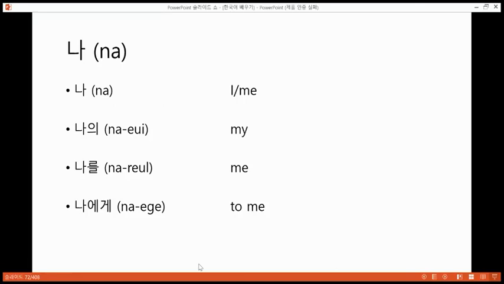Okay, 너를 is the common way to make you the objective case. 당신을 is the respectful way. Okay, 당신을 사랑해요. Okay, the respectful way to say I love you. How about the common way? 너를 사랑해. Okay, 너를 사랑해. Now next one is, can you say 에게?